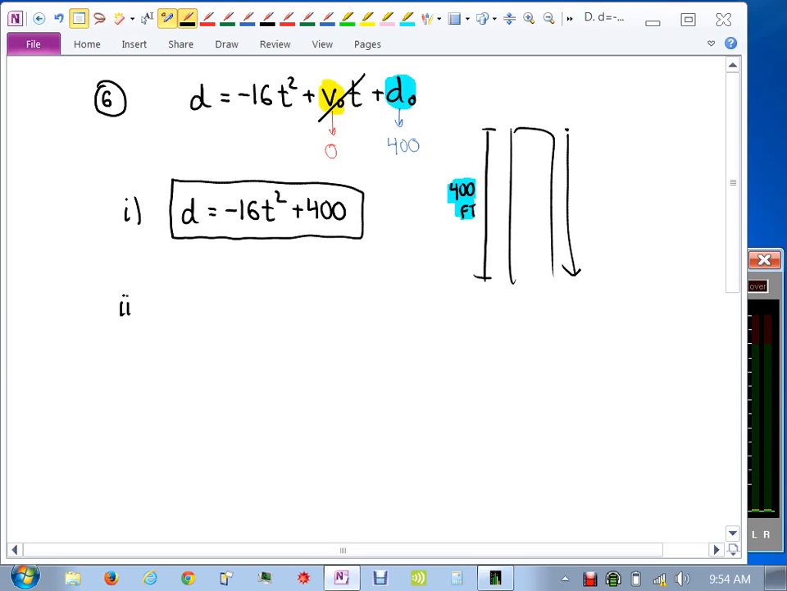Part 2 would be to sketch the parabola. So you have to go through that seven-step process, which I'm not going to do. I'm just going to show you the result of it. You should get a y-intercept up here at 400. That should also be your vertex.